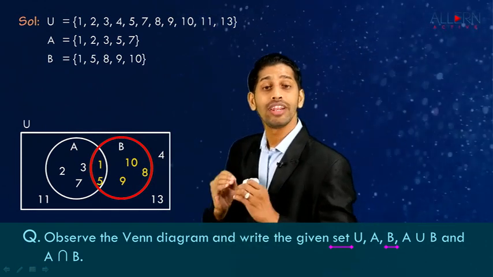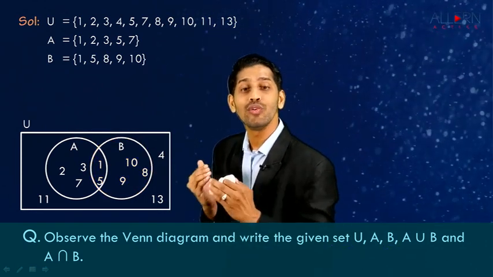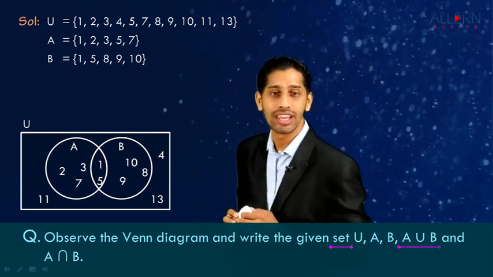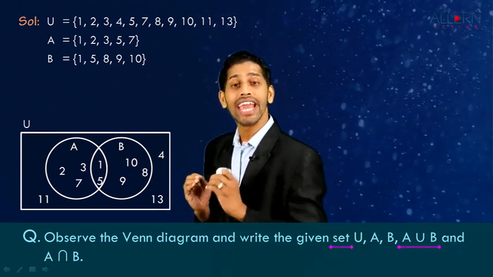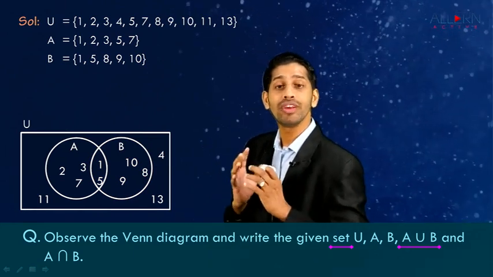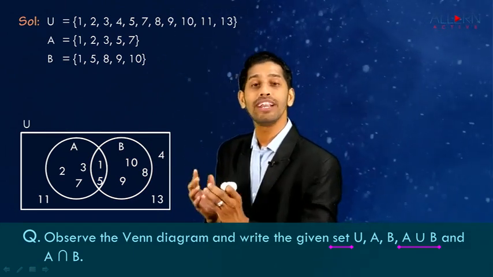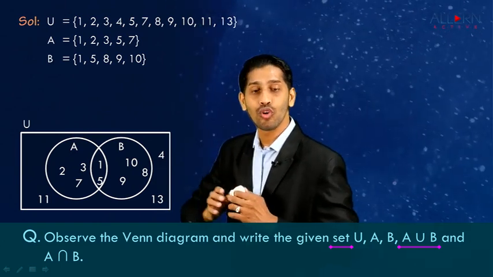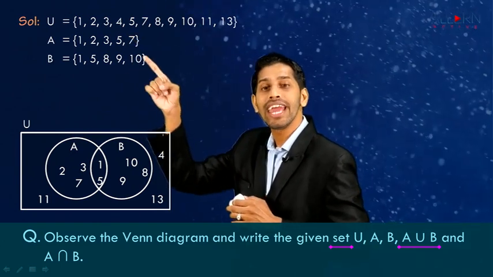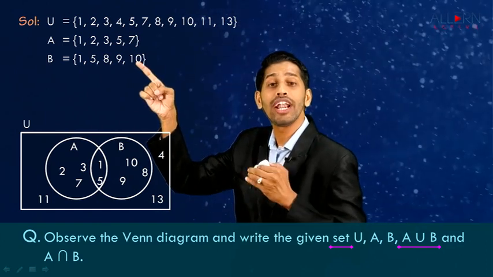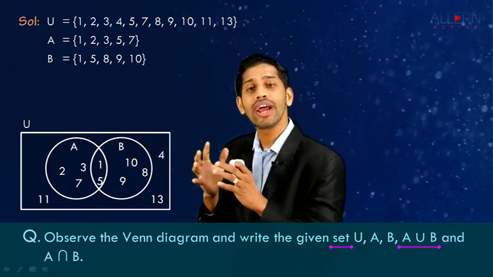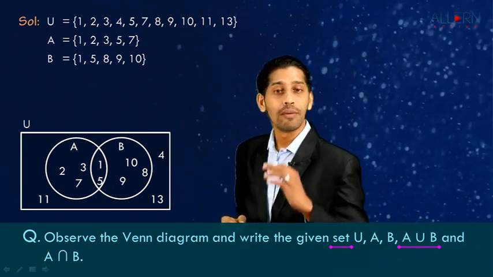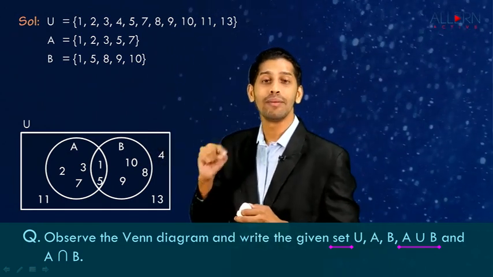Now next we need to write set A union B. That means we need to write the elements for set A union B. Now we know that union means we need to write all the elements of set A as well as set B. So there are two ways to solve. If we want to write the union, we need to just write all the elements which are present in set A and set B. But remember one thing, repetition is not allowed.